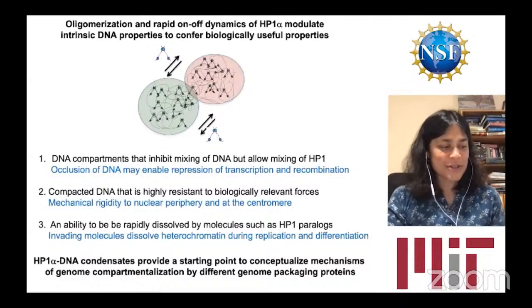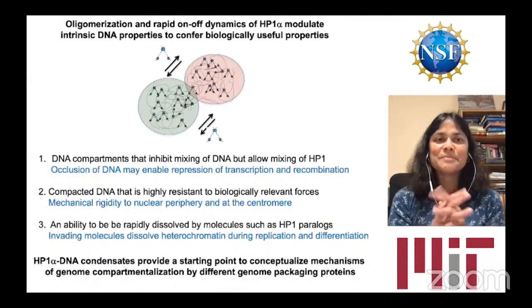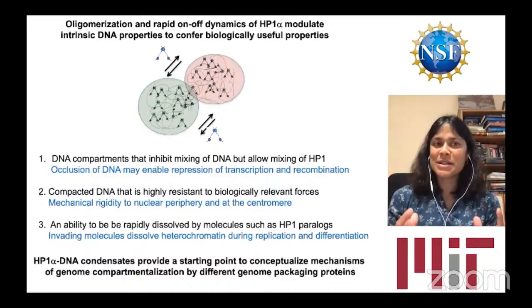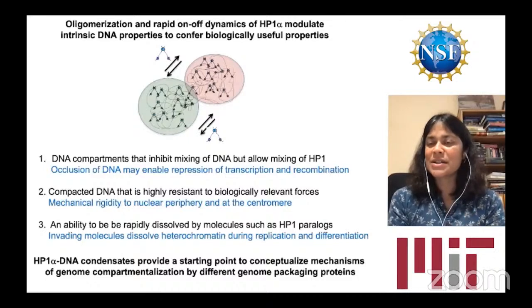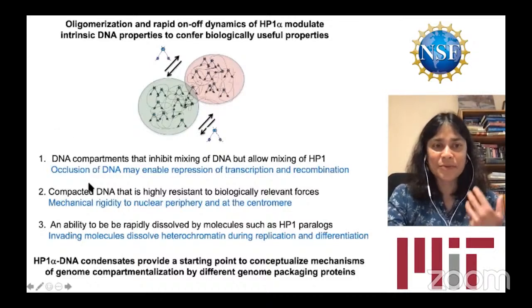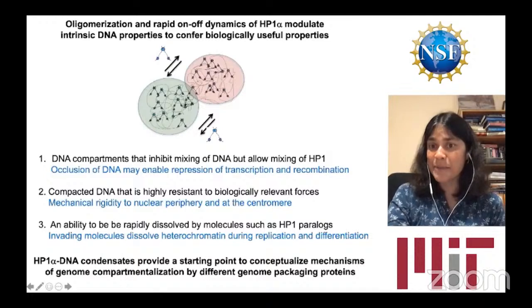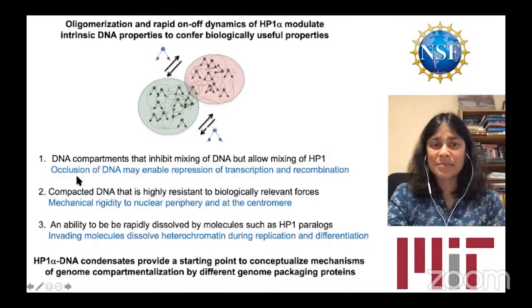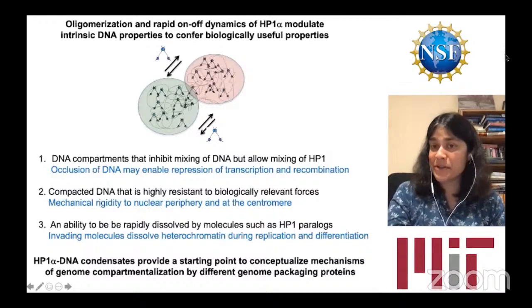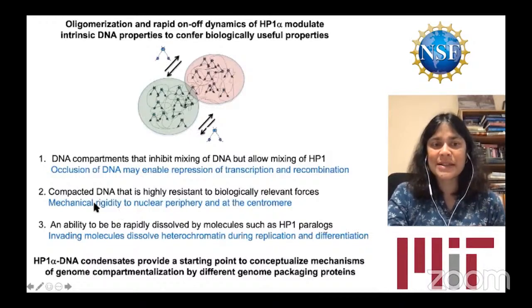Okay. So to summarize what I've shown you so far, we think all of these biophysical properties of HP1 alpha DNA condensates that we're discovering can confer biologically useful behaviors. And what are these behaviors? They can give you DNA compartments that inhibit mixing of DNA, but allow mixing of HP1. This occlusion of DNA may enable repression of transcription and recombination. These kinds of phases can give you compacted DNA that is highly resistant to biologically relevant forces and can begin to explain how mechanical rigidity is conferred at the nuclear periphery and at the centromere.